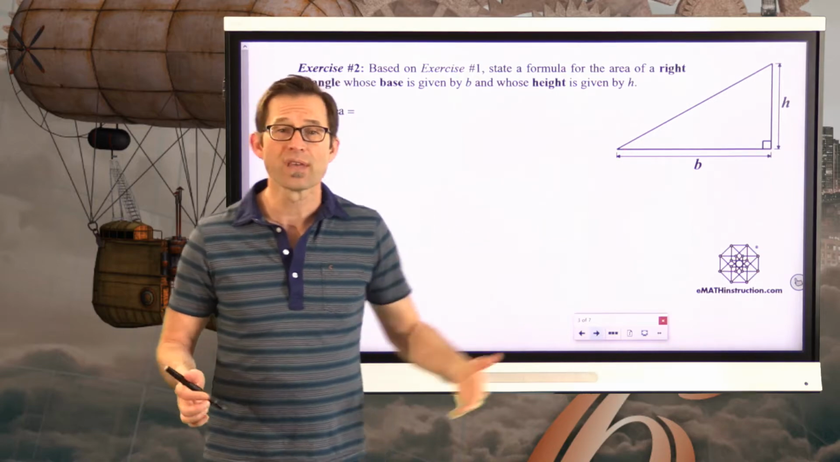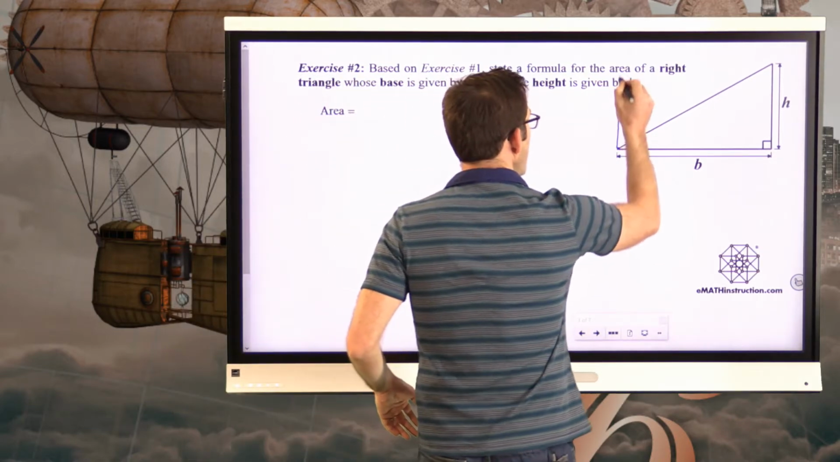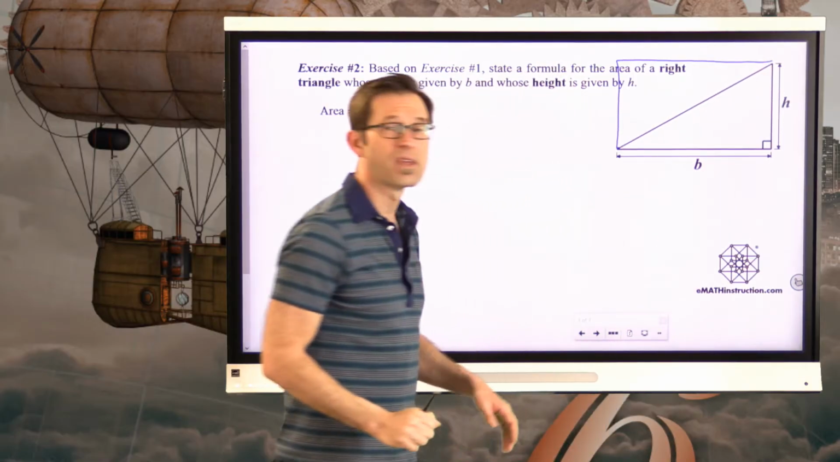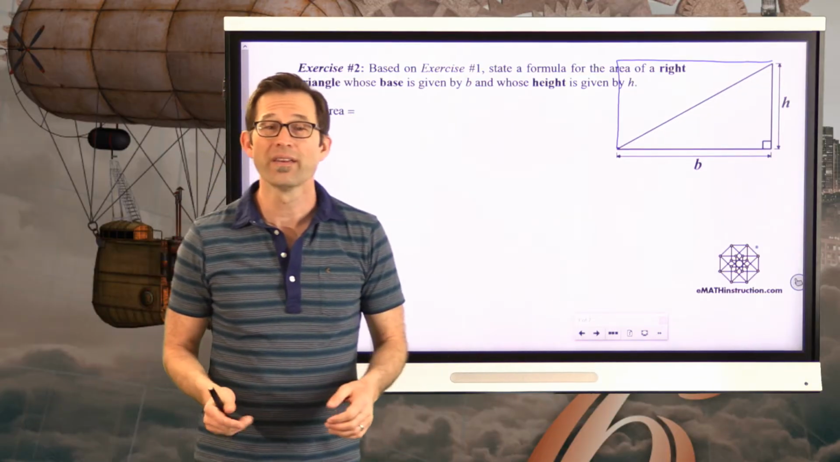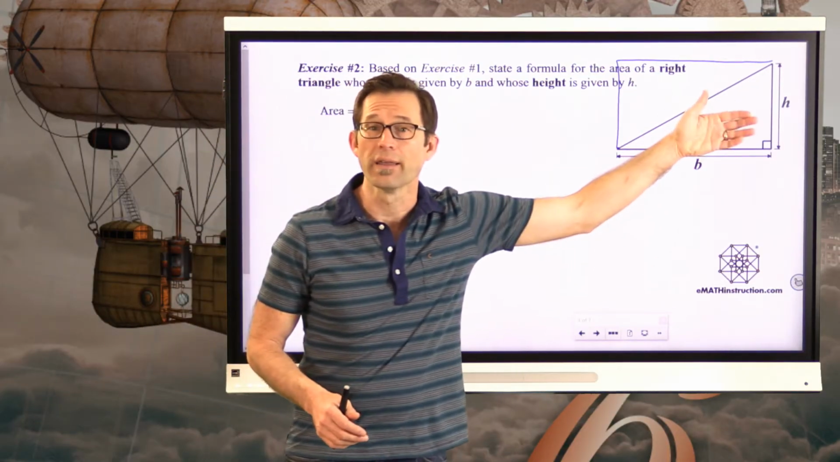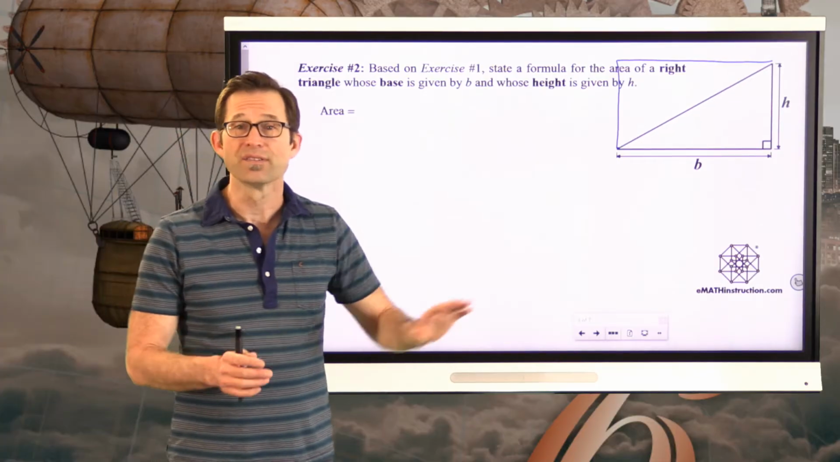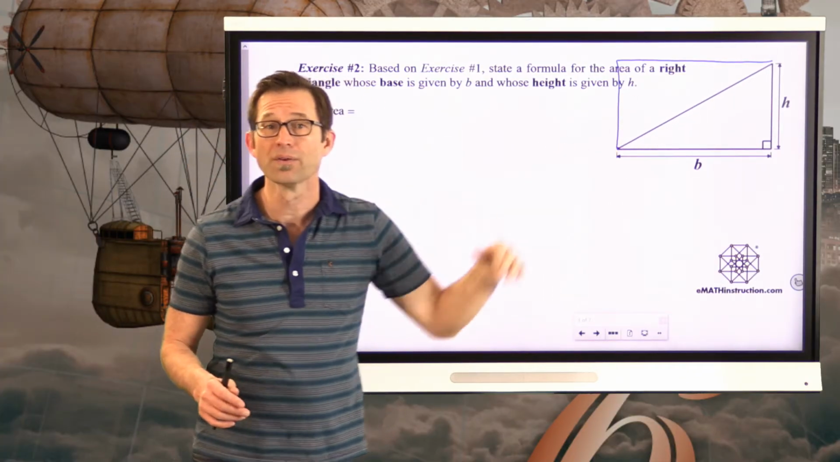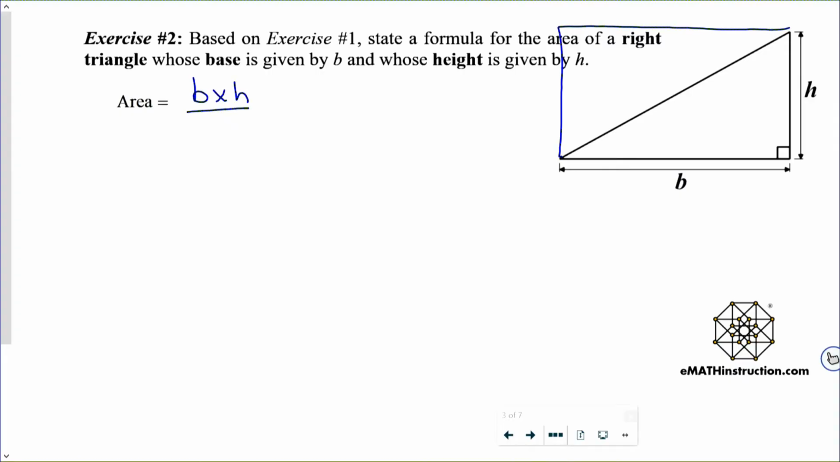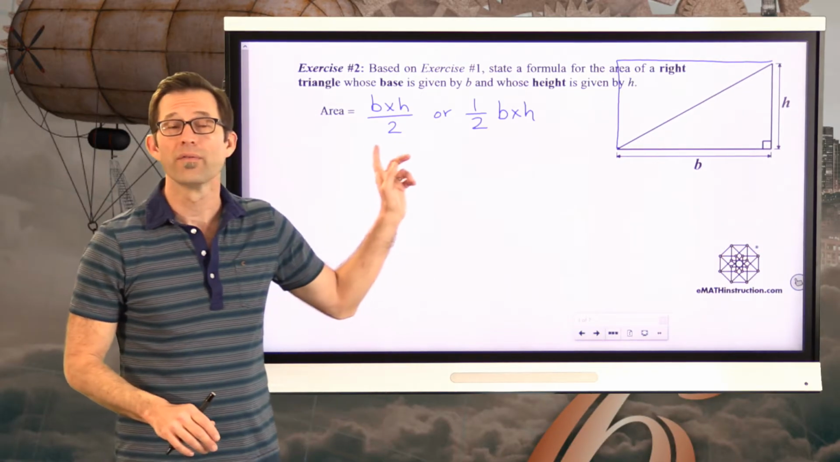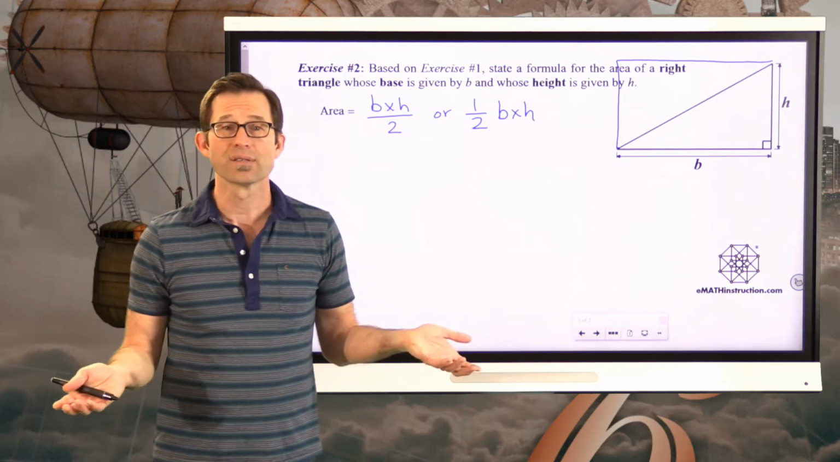Well, if we had a full rectangle in here, then of course the area of that rectangle would be base times height, or length times width. It doesn't really matter what we call them, it would be base times height. So once we divide this into two identical right triangles, then the area is either going to be base times height divided by 2, or 1/2 base times height. I want to be very clear about it, these are equivalent formulas. It just depends on which one you like better.